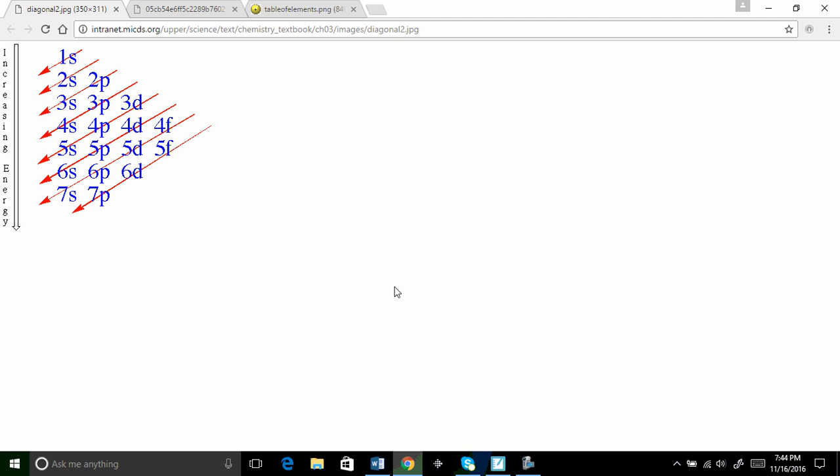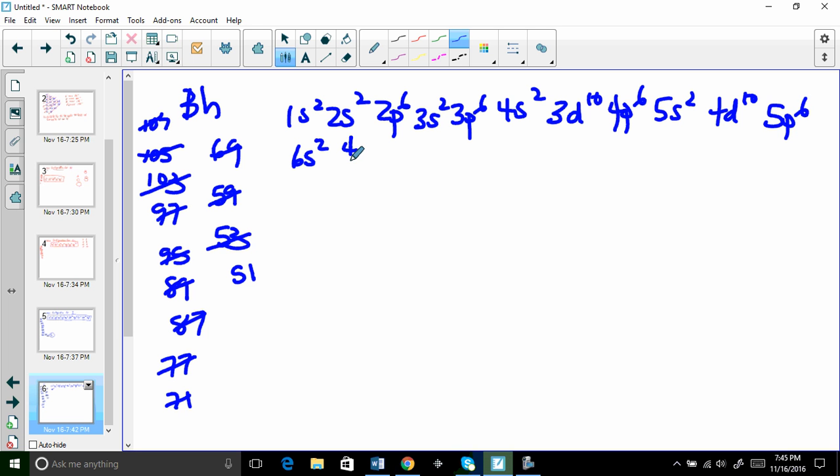It's taking forever, but it's not hard. What fills after 6s? Thank God, 4f. It's the first time you've had a 4f. F orbitals hold 14. 51 minus 14 is 37. I went from 51 to 37 with that f orbital. Okay, so now I'm down to 37.